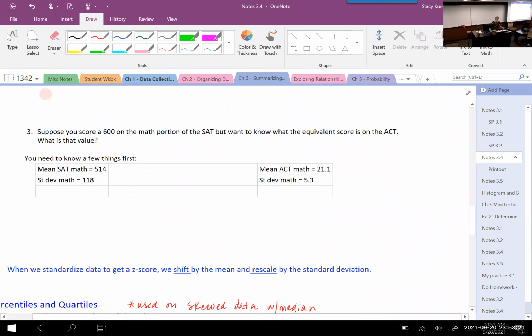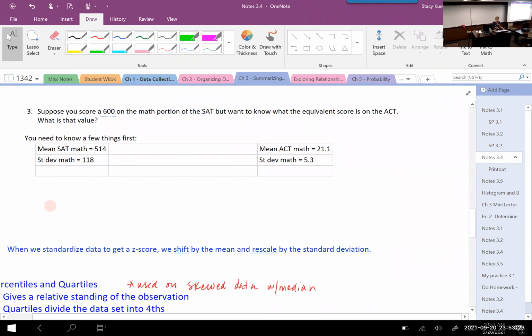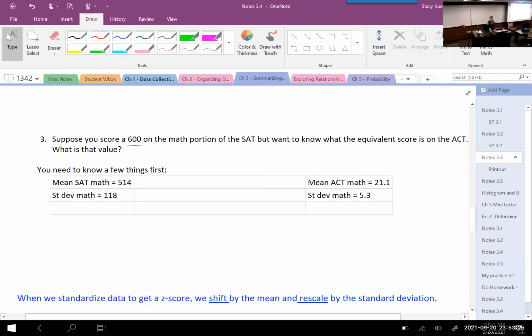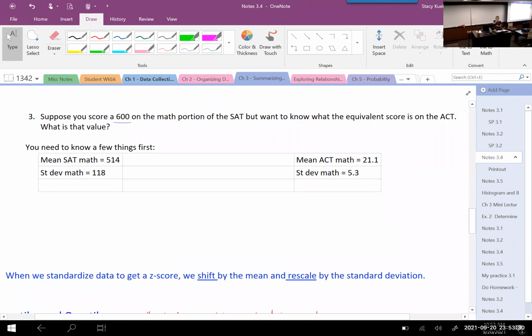Now, the last one that we're going to have time for is this question right here. It says that suppose you score 600 on the math portion of the SAT, but you want to know what that equivalent score is on the ACT. Right, there's that kind of testing that I was referring to. You want to know the equivalent score on the ACT because the college you're applying to only takes ACTs for whatever reason.